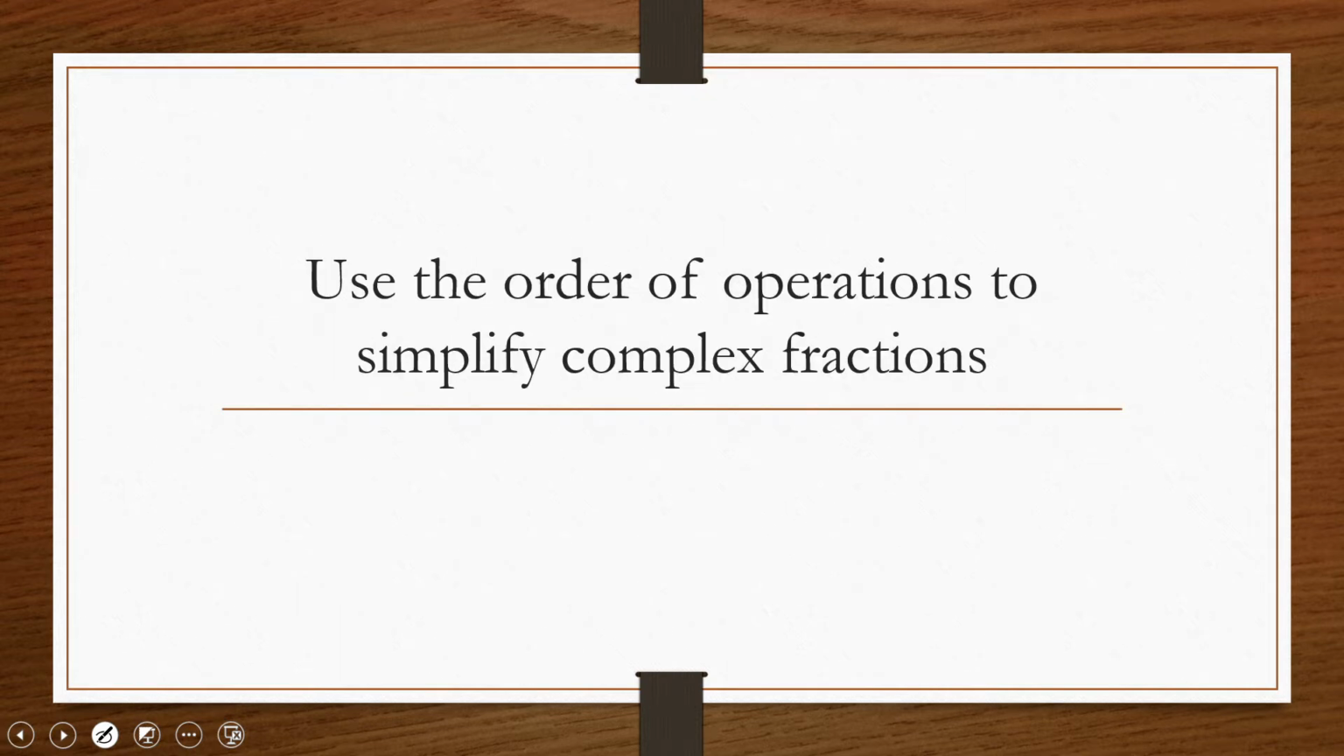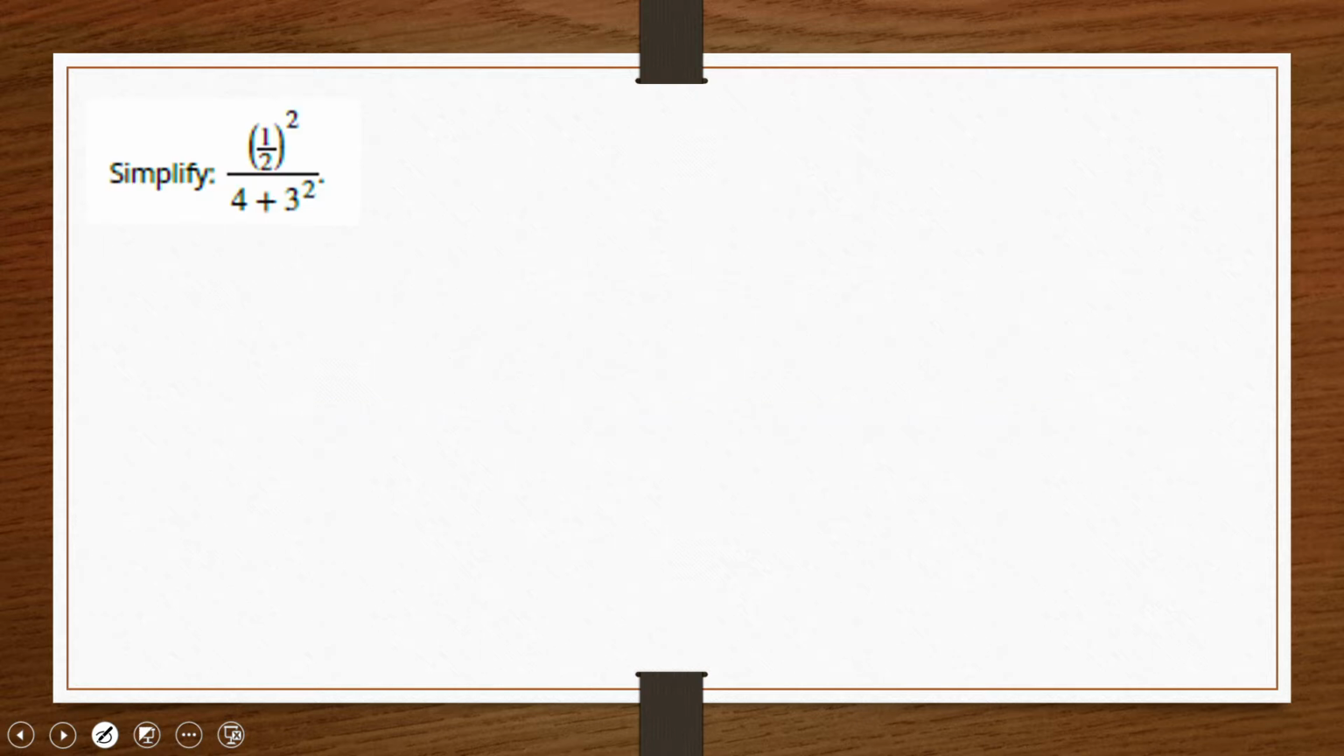So now let's look at using the order of operations to simplify some more complex fractions. Say, for example, you are asked to find the square of 1/2 and then divide that by the second expression, 4 plus 3 to the second. We mentioned last time that you can focus on numerator and denominator separately here before doing that final simplification. So my numerator is 1/2 raised to the second power.